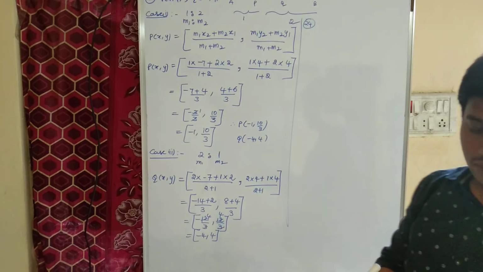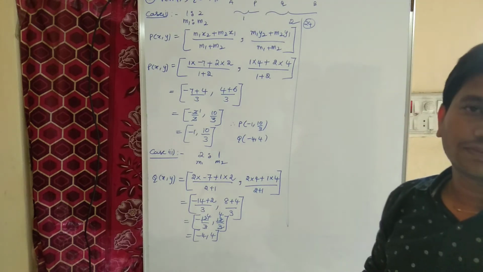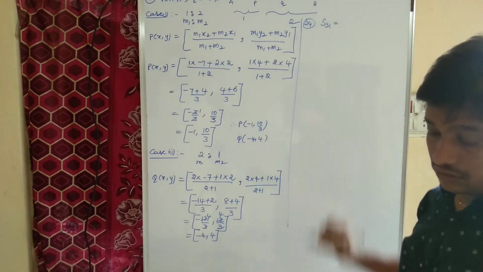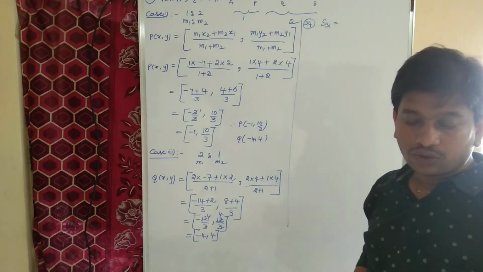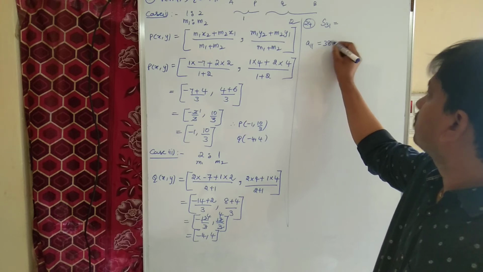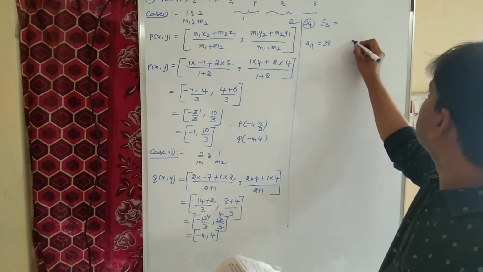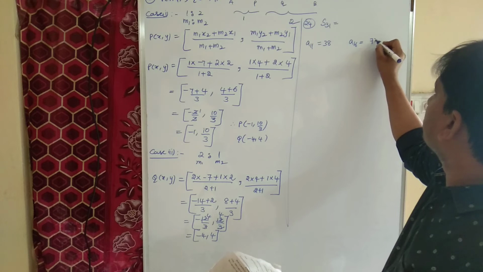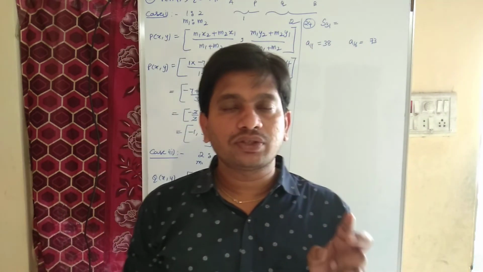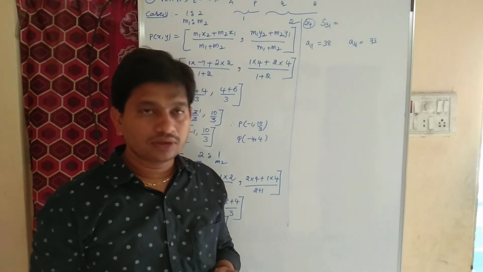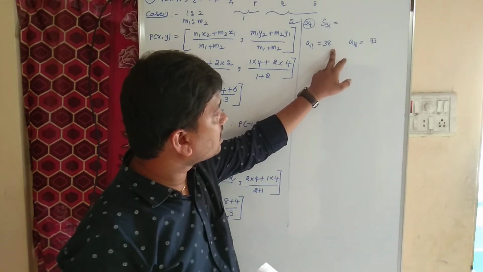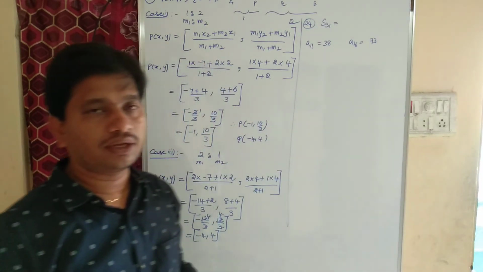Find the sum of first 31 terms of an arithmetic progression whose 11th term is 38 and 16th term is 73. Once again I am repeating the question. Find the sum of first 31 terms of an arithmetic progression whose 11th term is 38 and 16th term is 73.